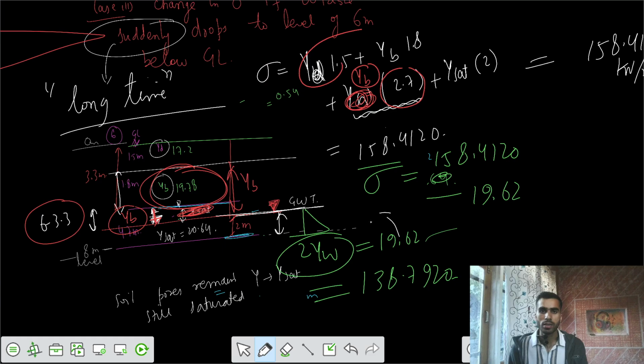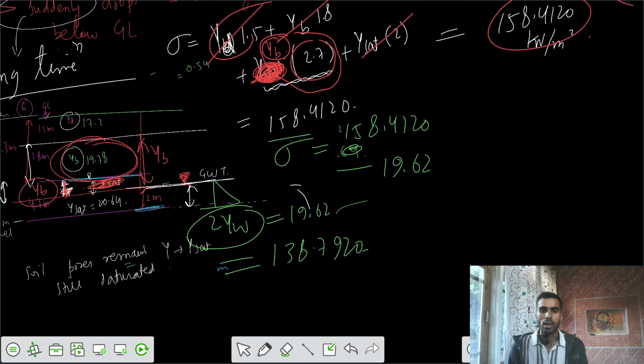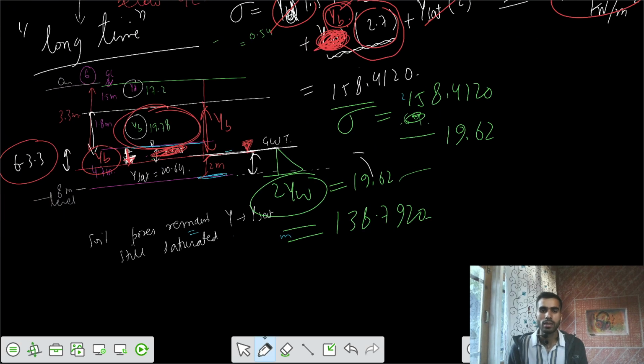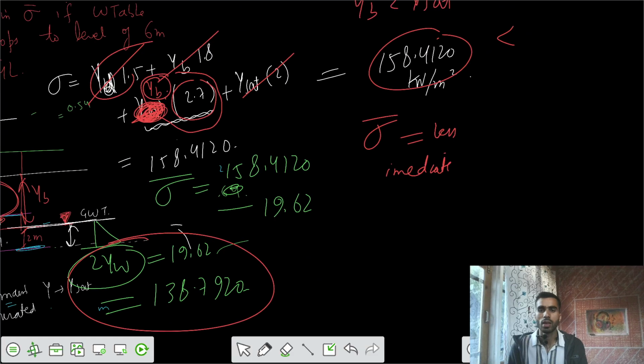All other stuff is the same, except that your gamma is going to change. Initially it was gamma sat, now it becomes gamma bulk. So the final value would become different. You can calculate that. That would be lesser because gamma bulk is lesser than gamma sat. And your pore water pressure would remain as it is, 2 gamma W. So the final value of sigma would be lesser as compared to the initial case, as compared to the immediate condition, as per the calculation we have.